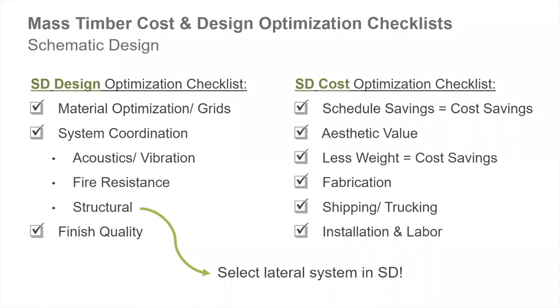In the schematic design phase, when a builder is considering cost, one of the most important topics is schedule savings. We'll talk a little bit more about where to look for those schedule saving opportunities in just a few moments. It's also important to consider the aesthetic value of mass timber buildings as well. This is resulting in increased leasing velocity and leasing premiums for the building owners as well. So all great things to consider.